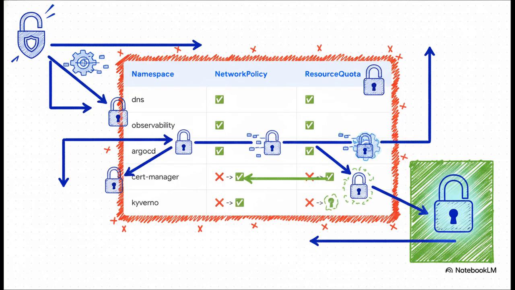And what I love about this is that it's not some big, scary, all-at-once change. We can be really methodical. As you can see, we just go namespace by namespace. We start with the important stuff, our DNS, observability, and we just work our way down the list, locking things down until the entire cluster is secure.